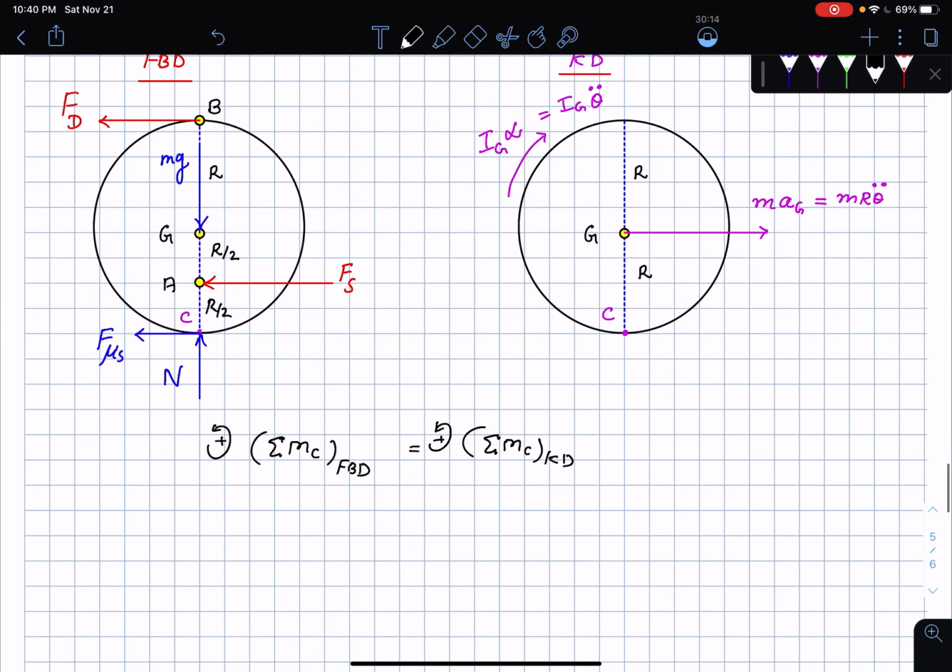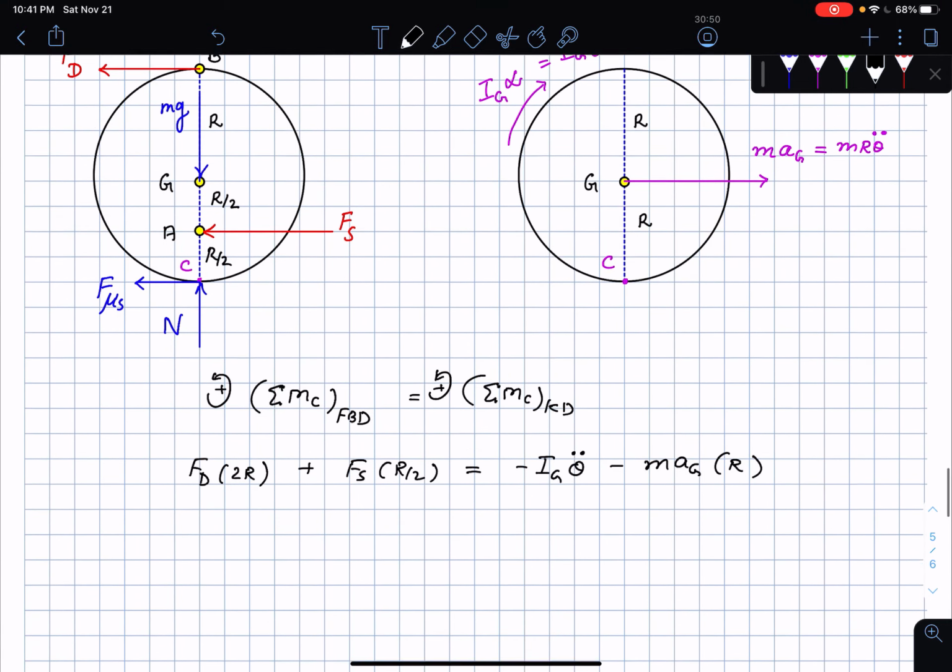Counterclockwise rotations are positive, so here are my rotations. From this sense, I'm going to have Fd times the distance of 2r. So that's counterclockwise. mg is not going to cause a moment. Fs times the distance of r by 2, counterclockwise as well. And that's about it here. And then what else do I have? I have minus Ig theta double dot, because I had assumed the angular acceleration to be clockwise, and then m ag times r, but it's in a clockwise direction, so this is minus m ag times r.